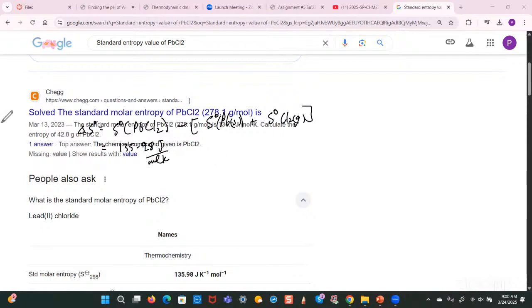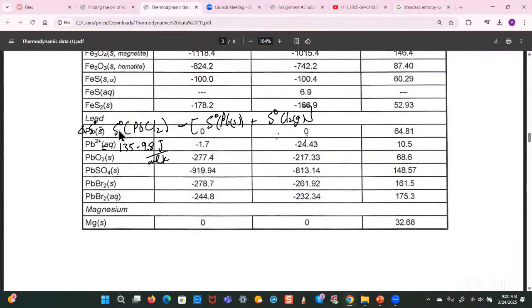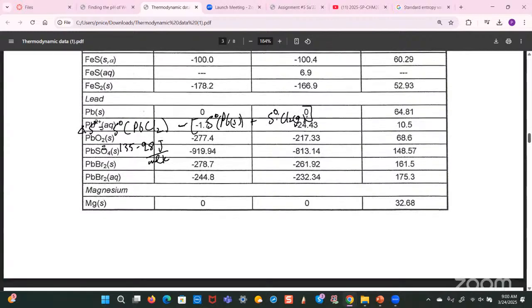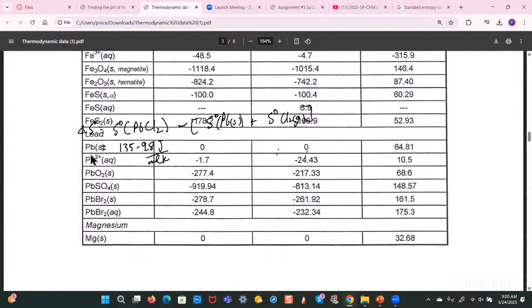Okay, and then now we need to find the entropy value for lead solid. So lead solid is right here, which is equal to 64.81. So minus 64.81 joules per mole Kelvin.